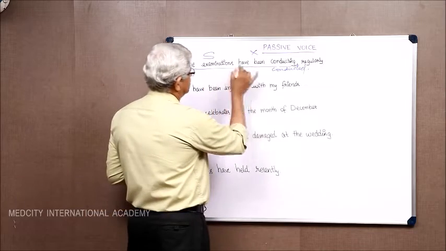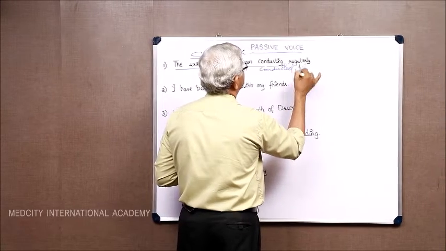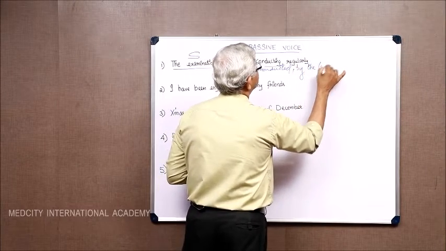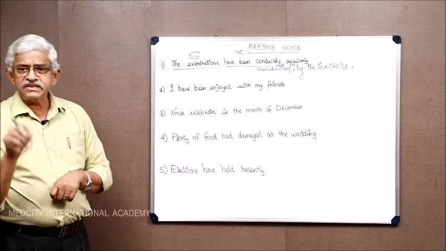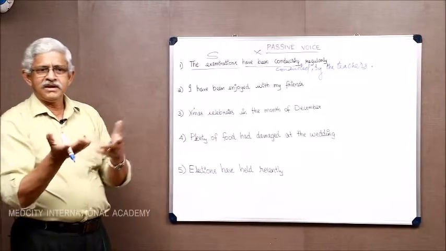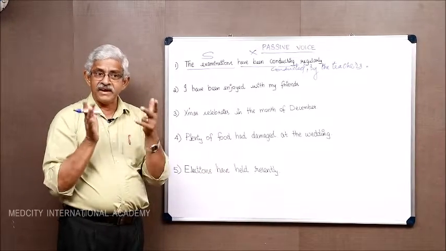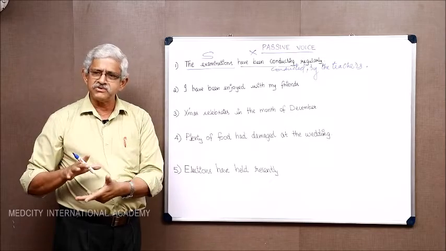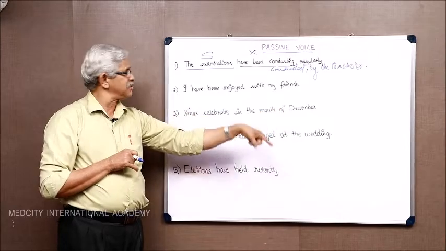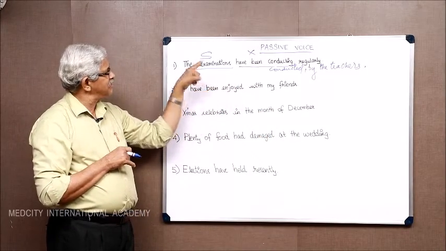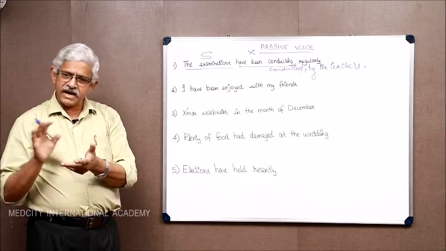Now, examinations have been conducted by whom? It's not necessary that you should write it, but you can write by the teachers for understanding, because teachers do conduct examinations. Now let us try to have a look at the active version of that sentence. That is, when the action doing agent, the teachers, come into the place of the subject, we shall say, the teachers have conducted the exams regularly. Do you understand? The teachers have conducted.